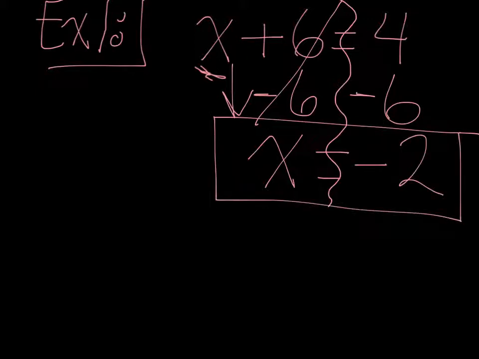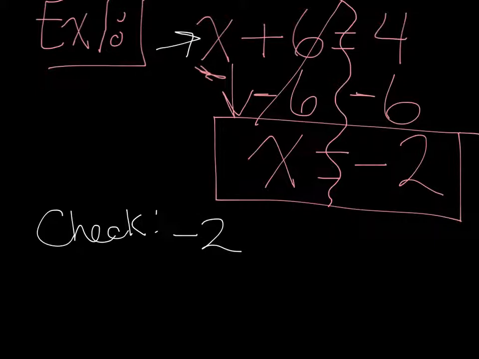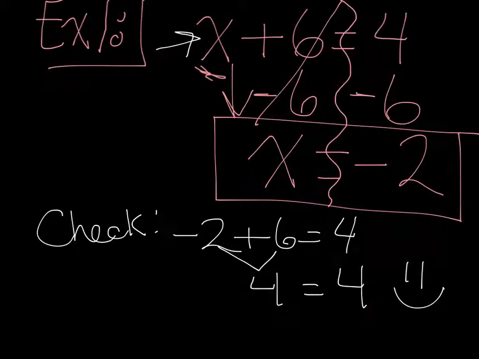Okay, so I'm halfway done because I can easily check whether or not my answer is right by plugging in what I got for x into the original equation. So I'm going to do that. Check. Instead of x, I'm going to plug in a negative 2, and I'm going to follow the rest of the equation. So then I have to ask, does negative 2 plus 6 equal 4? And that is true, so my answer is correct.